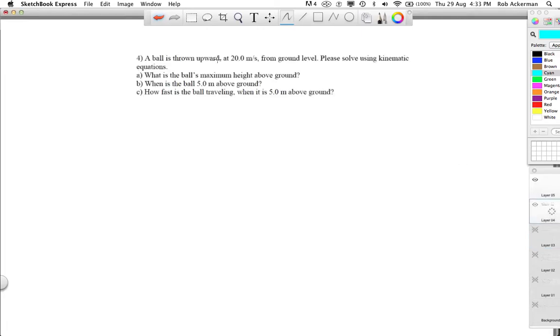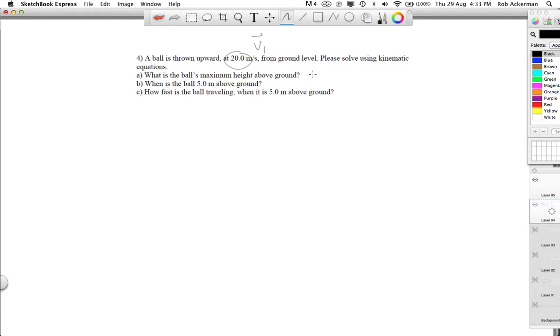A ball is thrown upward at 20 meters per second from ground level. Use kinematic equations to answer the following. What is the maximum height? This one is a little bit trickier than the previous question where you used kinematic equations because now there doesn't seem to be much information given here. Let me explain. A ball is thrown up at 20 meters per second. That's an initial velocity. What is the ball's maximum height?